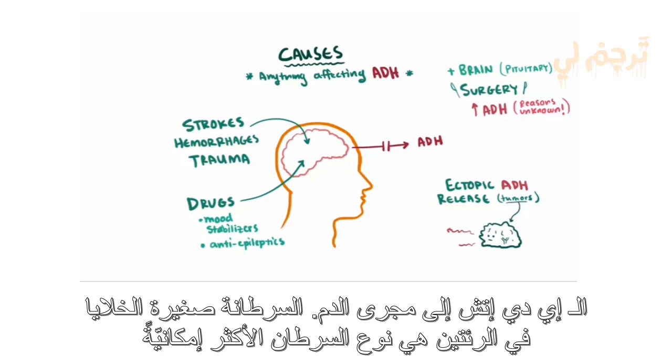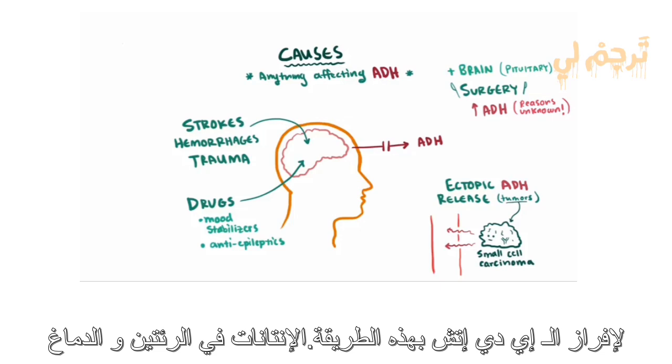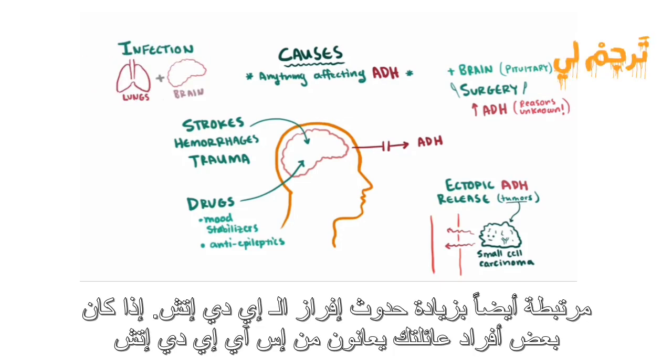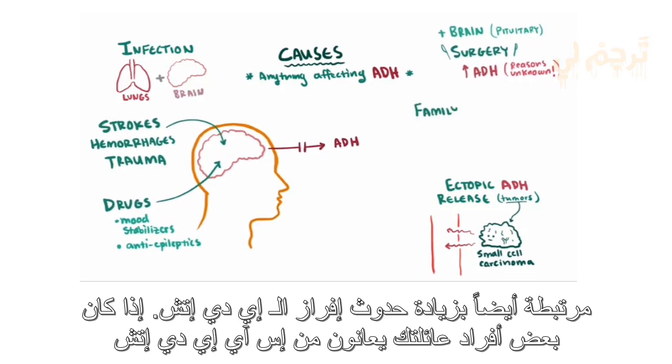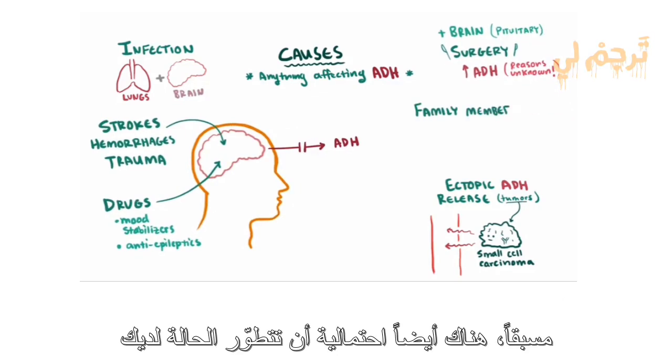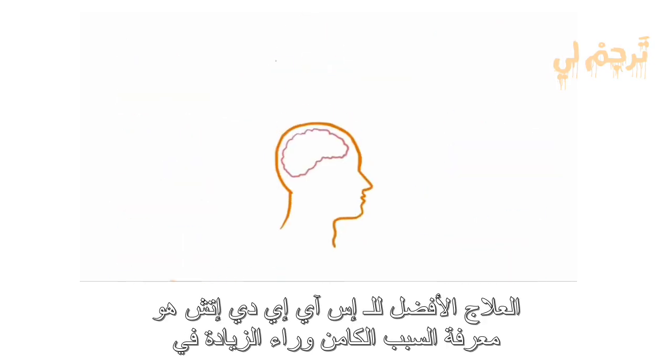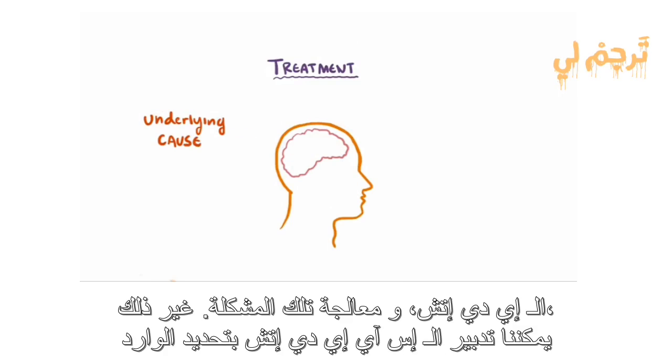ADH can also be produced ectopically by tumors, which means the tumors themselves produce ADH outside of the pituitary gland and release ADH into the bloodstream. Small cell carcinoma in the lungs is the type of cancer most likely to release ADH in this way. Infections in the lungs and brain are also linked to an increased risk of ADH secretion. If some of your family members have had SIADH before, that means that there's a possibility you may develop it as well.